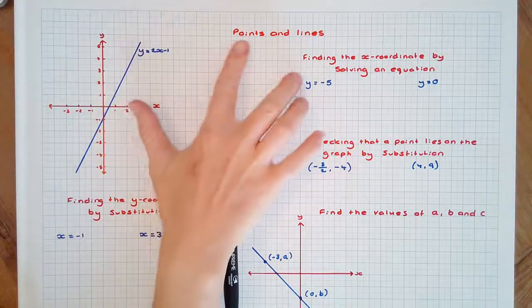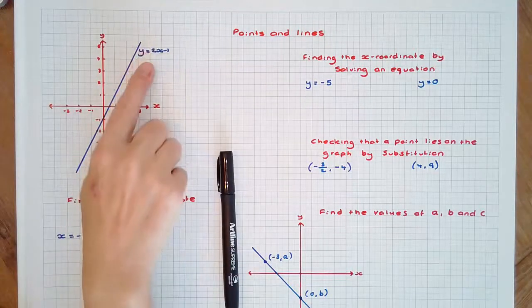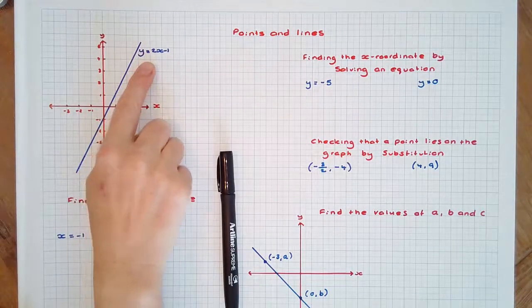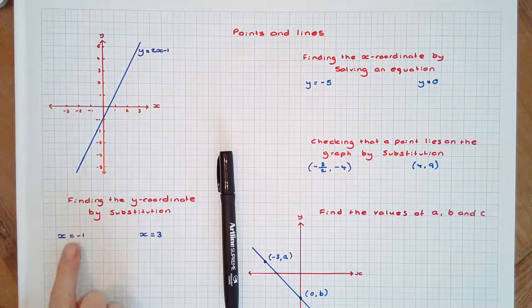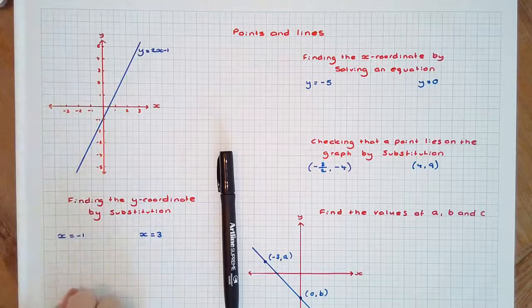In this video we're going to have a look at points and lines. Here is a graph of y = 2x minus 1. To find the y-coordinate for any given x-coordinate without looking at the graph, we can use substitution.